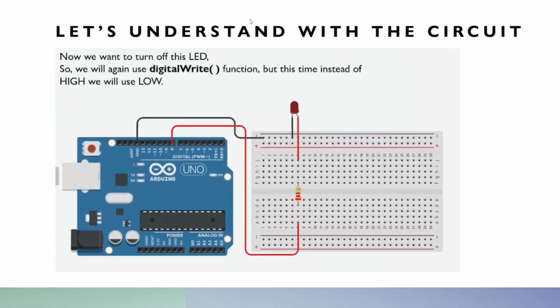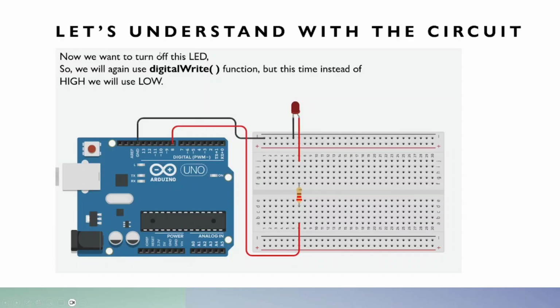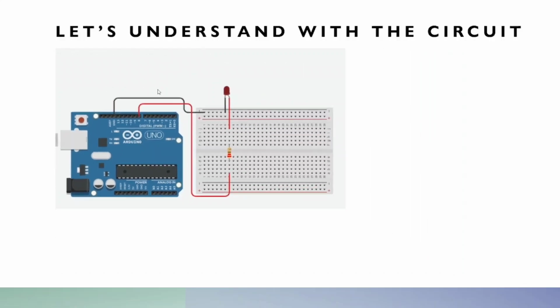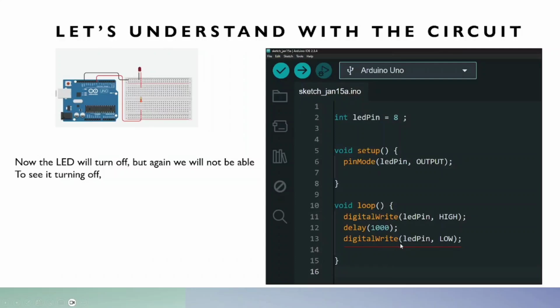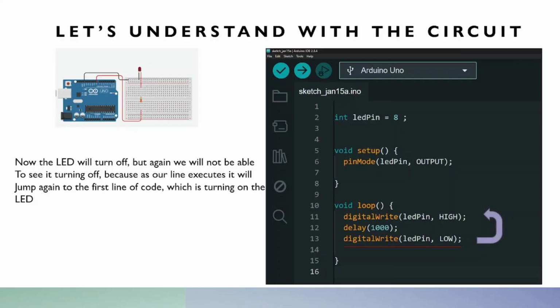Now in the next line of code, we want to turn off the LED. So we will again use the digitalWrite function, but this time instead of HIGH, we will use LOW. LOW means turn off. So we write digitalWrite LED pin LOW. Now again the problem arises, because as soon as this line of code runs, it will jump to the first line of code, digitalWrite HIGH, and we won't be able to see our LED turning off.